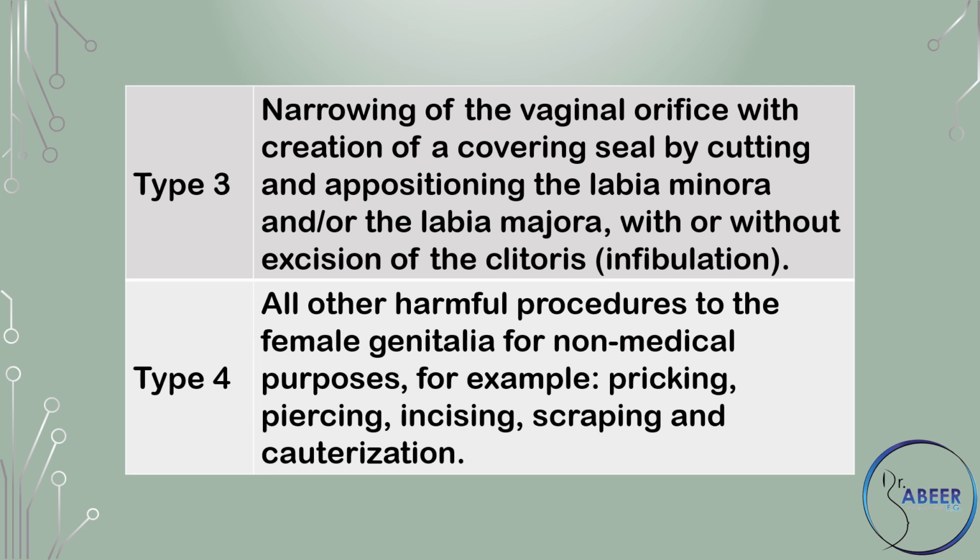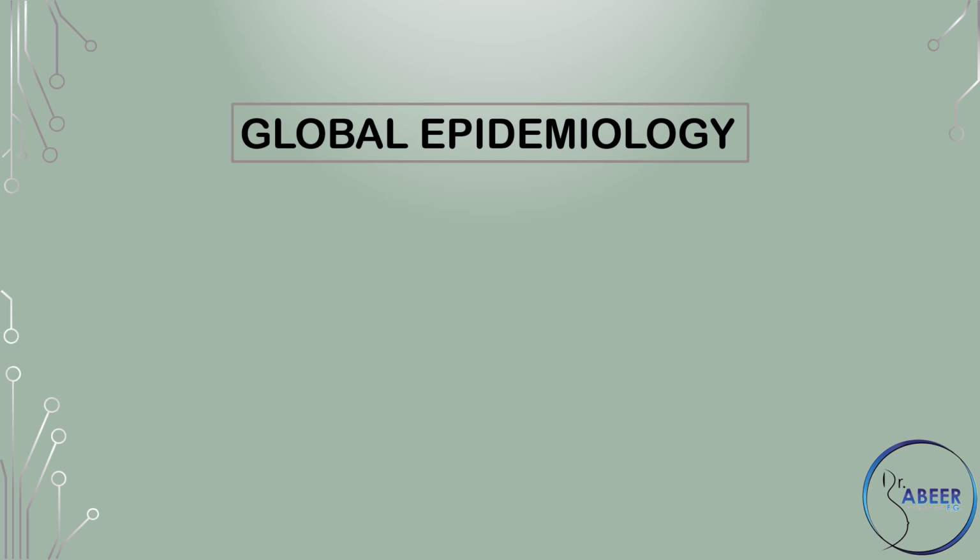Type 3: narrowing of the vaginal orifice with creation of a covering seal by cutting and positioning the labia minora and/or the labia majora, with or without excision of the clitoris, or infibulation. Type 4: all other harmful procedures to the female genitalia for non-medical purposes, for example, pricking, piercing, incising, scraping, and cauterization.